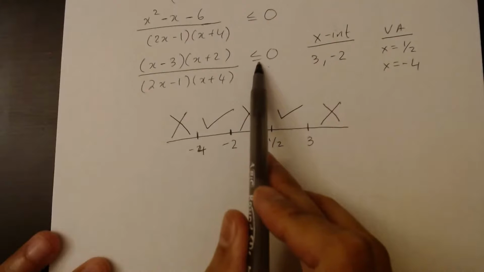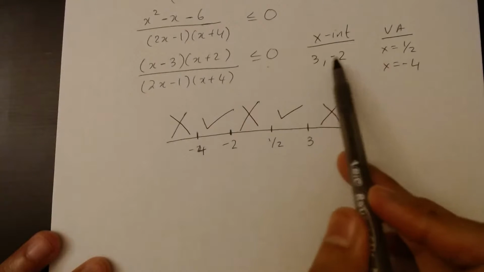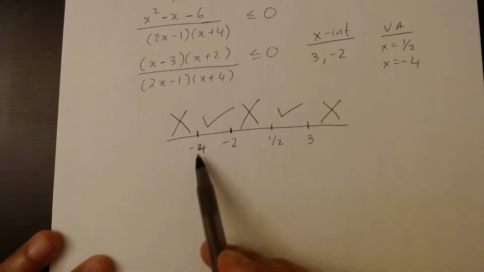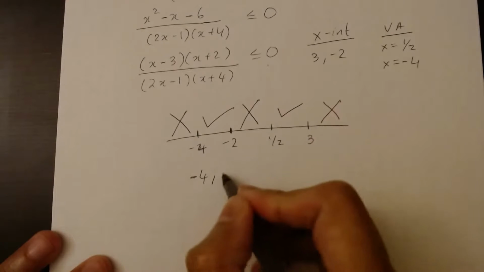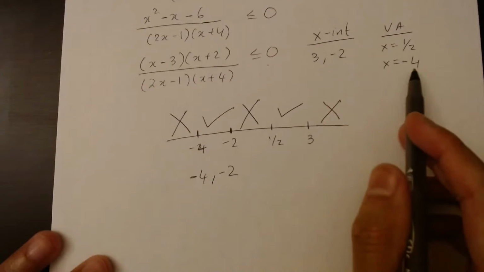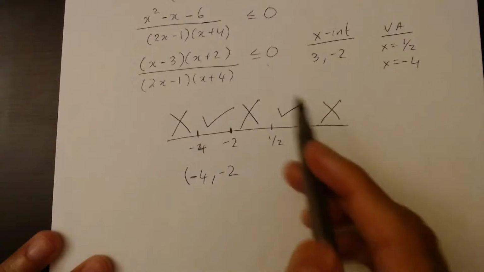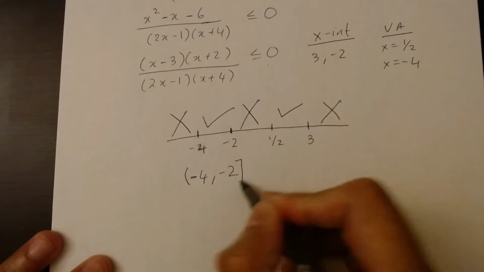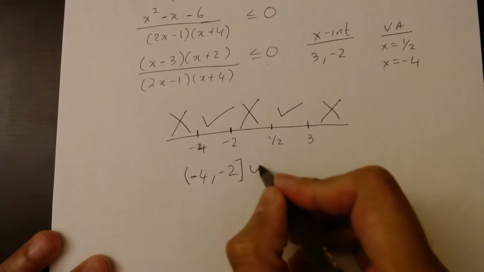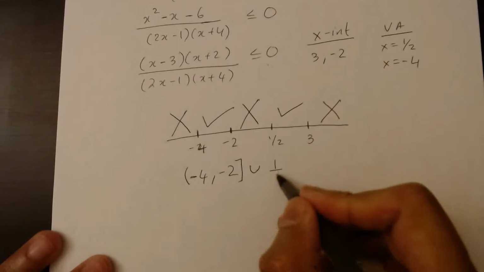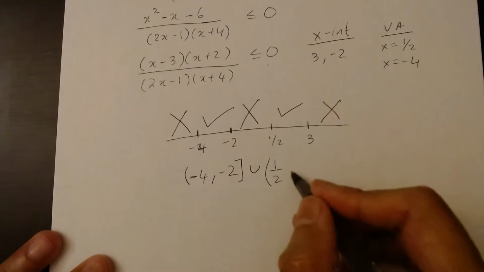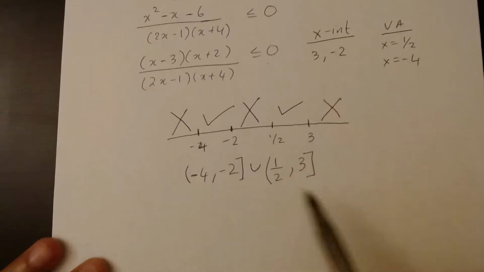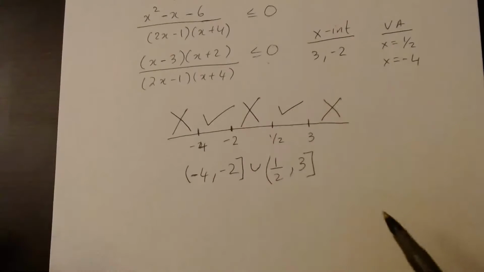My sign is less than or equal to, so for my x-intercepts, I need a square bracket, but for vertical asymptotes, you'll always use a round bracket. So my first solution is from -4 to -2. -4 is a vertical asymptote, so I have to use a round bracket, but -2 is an x-intercept, so I have to use a square bracket in this case because it's less than or equal to. And then my second range is from 1/2. 1/2 is a vertical asymptote, so I'll use a round bracket. And 3 is an x-intercept, so I will use a square bracket. And this is my solution to this question.